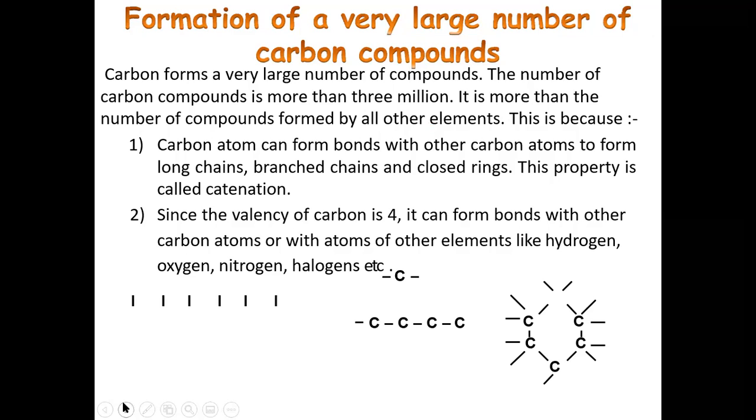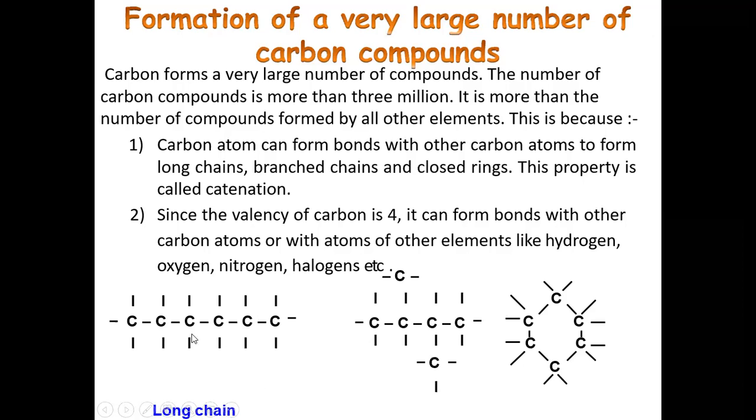So, this is the structure of the different types of chains. This is the example of the long chain. This is the example of branch chain. And this is the example of cyclic structure. Long chain: a straight and single chain is there. So this is the long chain.